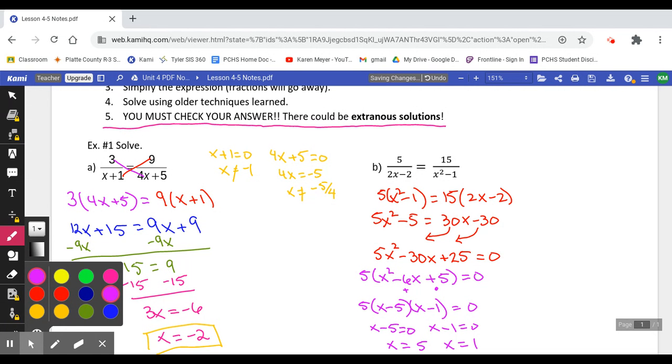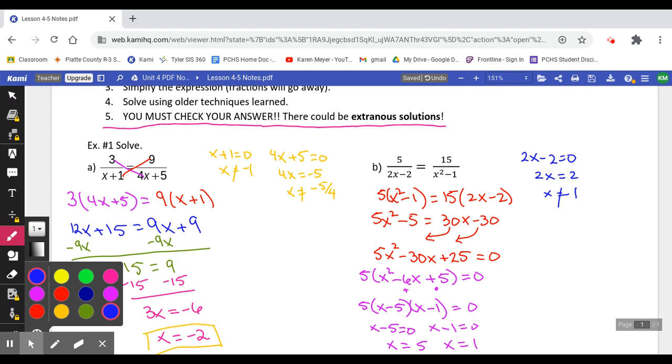So now before I call this done, remember we have to go back up here and figure out what the answers cannot be. So on the first fraction, 2x minus 2 equals 0, so 2x equals 2, x equals 1, so x cannot equal 1. Oh, well, look right here.